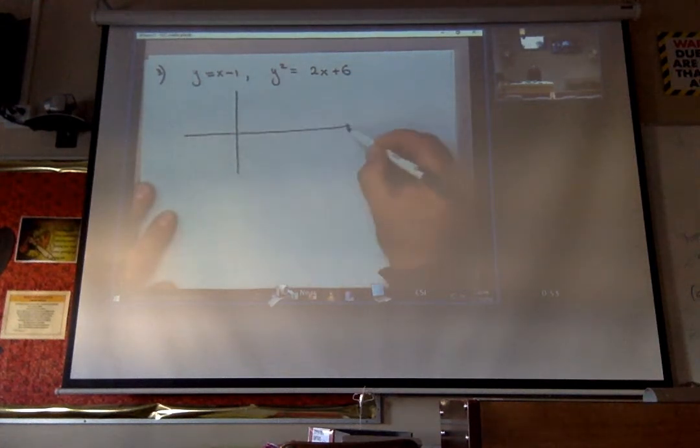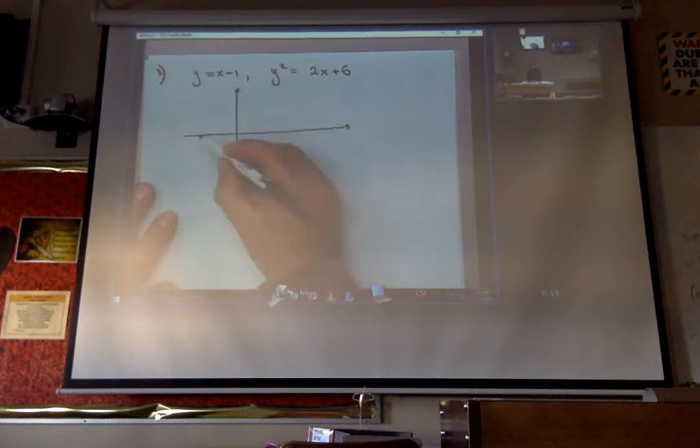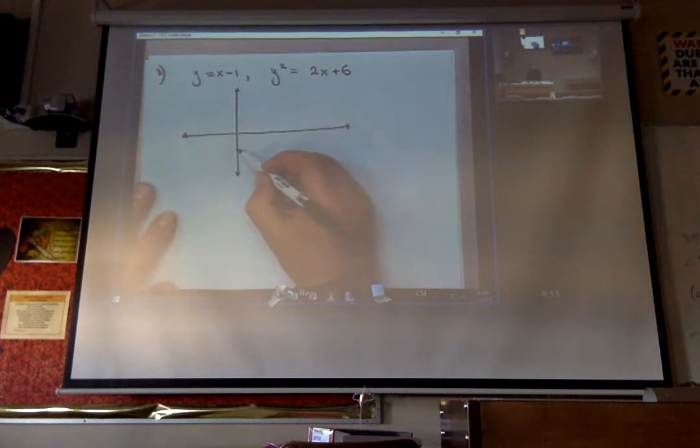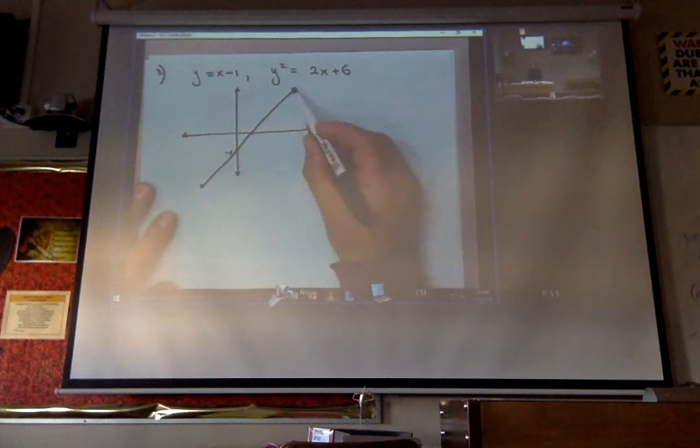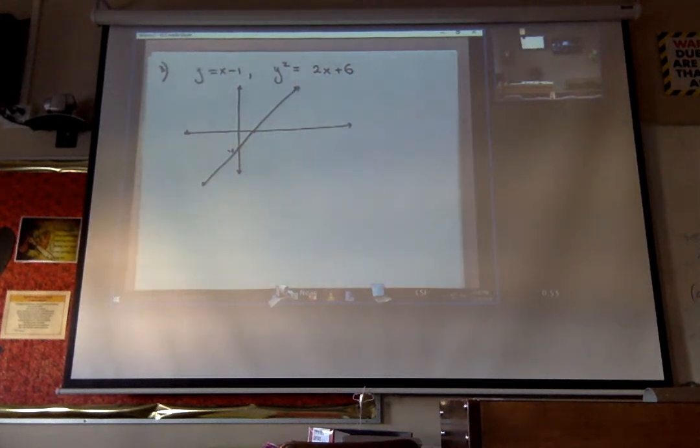So the first one is a piece of cake. I have no problem to graph this. It's just a line. So let's say this is negative 1 right here. Slope is 1. So I have a line. Almost a straight line. Well, the question is, how do I graph the second curve? And by the way, can you recognize what that is? What is y squared equals 2x plus 6?